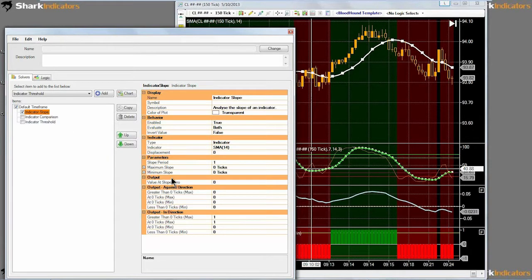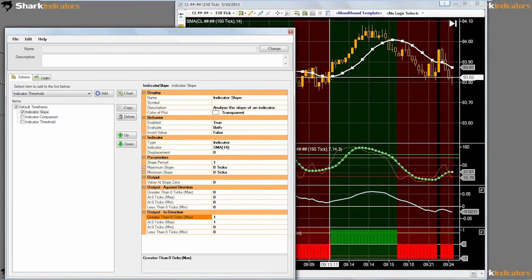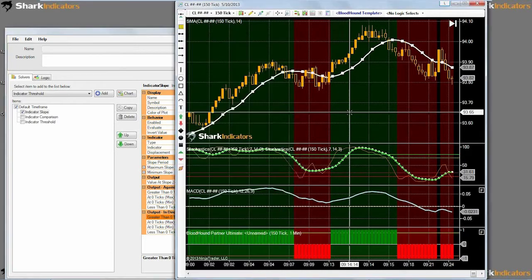All right, so back to the slope solver. Its default state is essentially 0 ticks, which is a flat slope. With the 0 slope, essentially you're just looking for the indicator to be either pointing up or pointing down by any amount. As long as the slope is not flat, you're going to get an output from the solver.